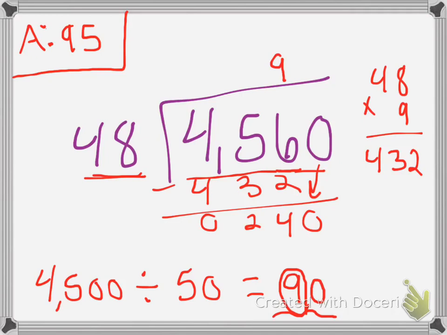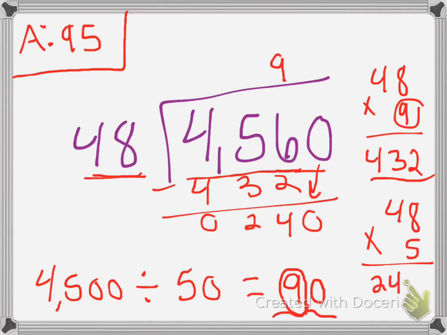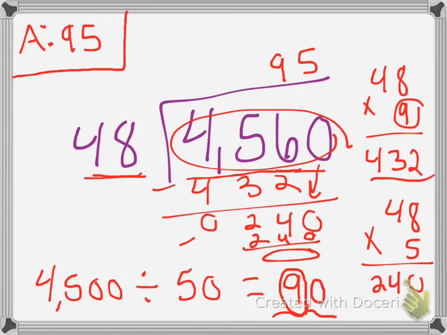So 240 is about halfway of this 432, and I know that I already tried 9, so I'm going to do 48 times 5 and see what I get there. And I do end up getting 240. I know I'm done dividing. Sorry, I'm trying to squeeze a lot in here because all my numbers have been brought down, and I have my quotient of 95.